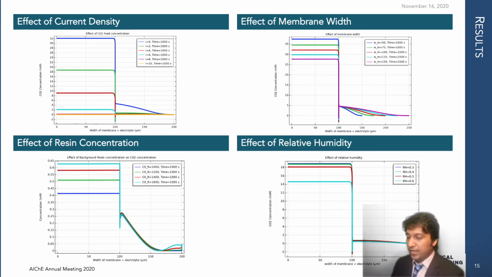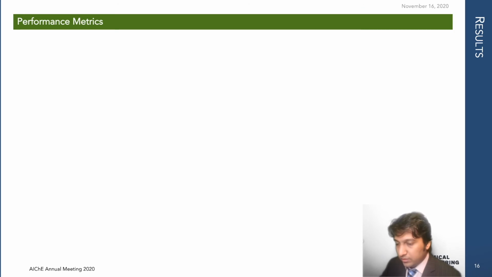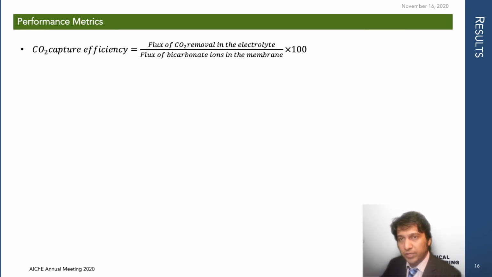Now, the effect of relative humidity. This is an interesting effect to study because the entire premise of our work is the moisture gradient. So here we can see that as the relative humidity decreases, we are getting a steeper gradient of water and more CO2 capture. So we need to evaluate these membranes in a certain way.